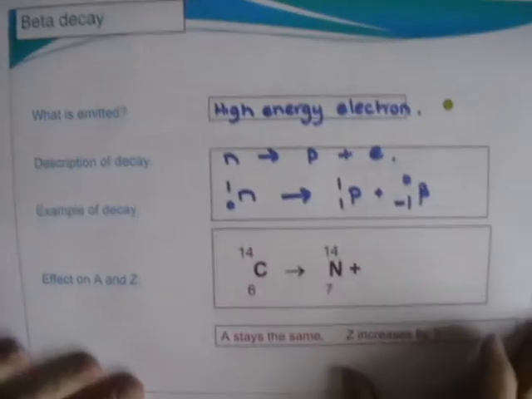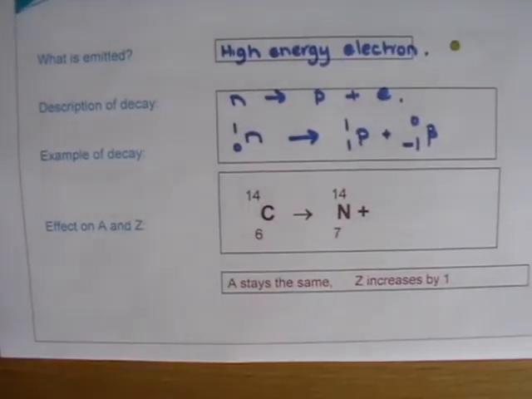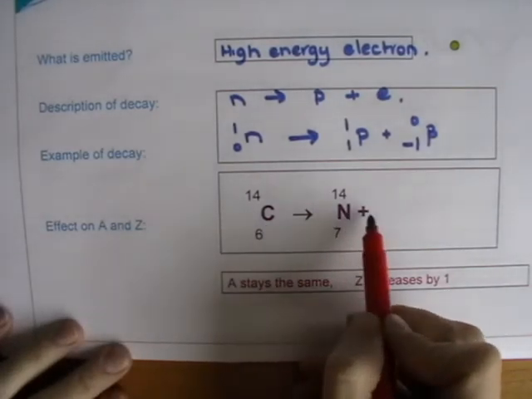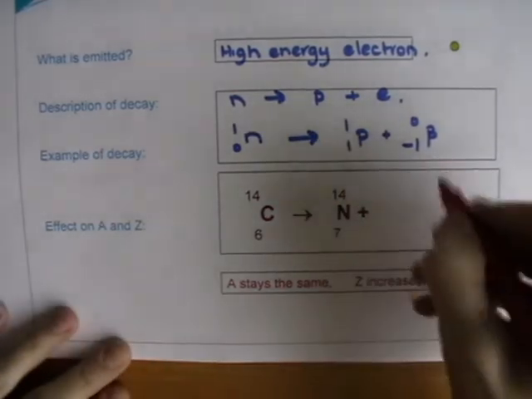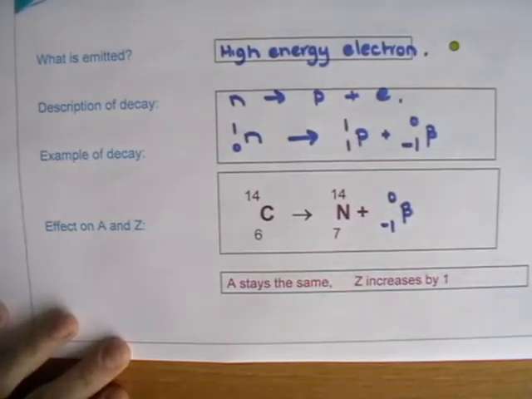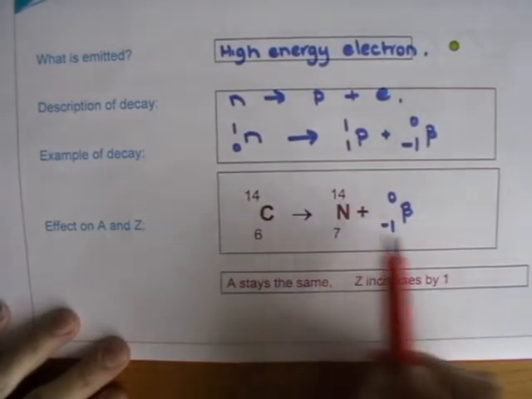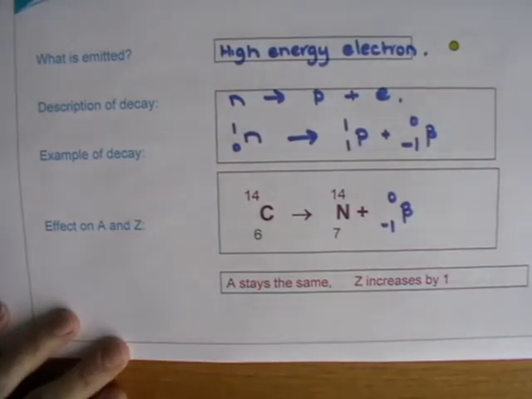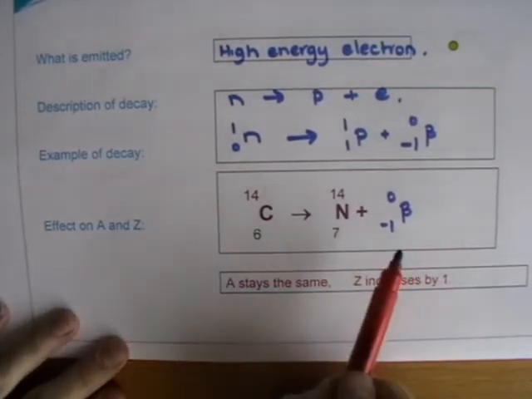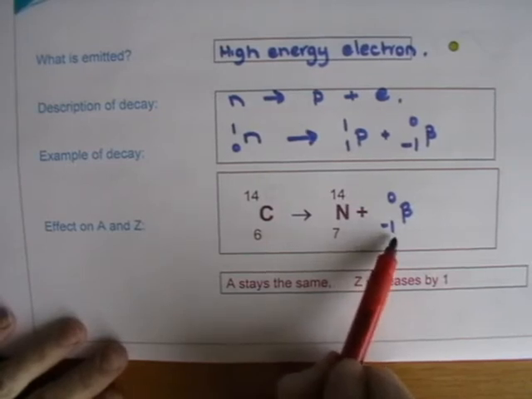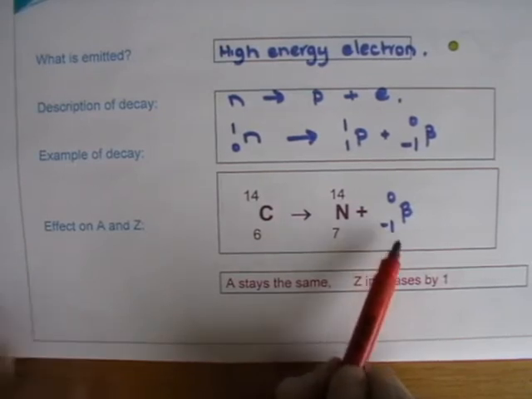Okay, an example of the decay might be something like this. 14, 6, C goes to 14, 7, N plus. Now it's a beta particle which is being produced, so I'm going to write naught, minus 1 in. So naught plus 14 gives you 14, and minus 1 plus 7, or 7 minus 1, gives you 6. Be very careful about this kind of decay. It's really tempting to put in plus 1 there on this side. It's very tempting to do that, but that would be wrong.